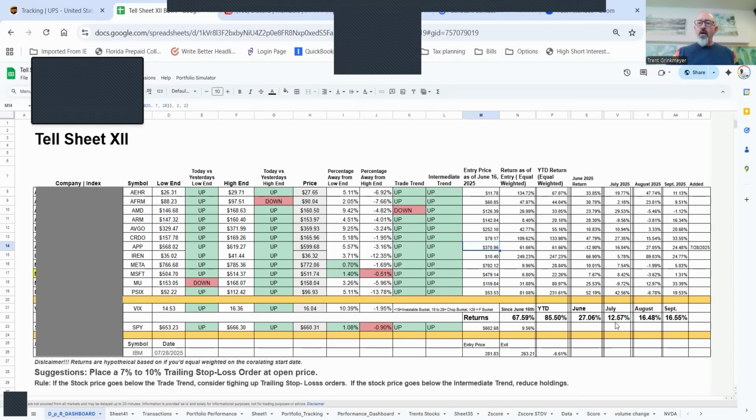Overall, since inception, June was a great month, a rebound month in my opinion. It was up 27.06 because we had just sold off into the bottom in April and moved up into July, where the returns were 12.57. Then in August we were up 16.48, and so far this month we're up 16.55. These returns blow my mind.